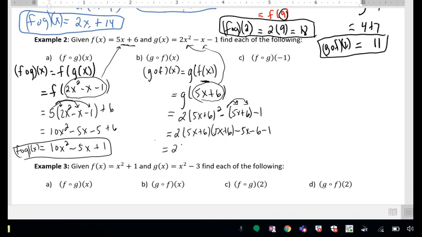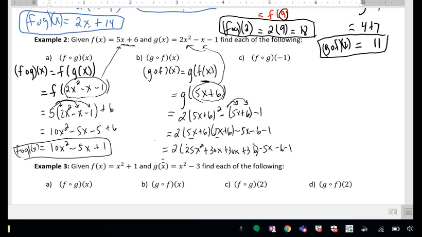So we're going to end up with 5x times 5x is 25x squared. 5x times 6 is 30x. 6 times 5x is 30x. 6 times 6 is 36. Minus 5x minus 6 minus 1. Gather our like terms.